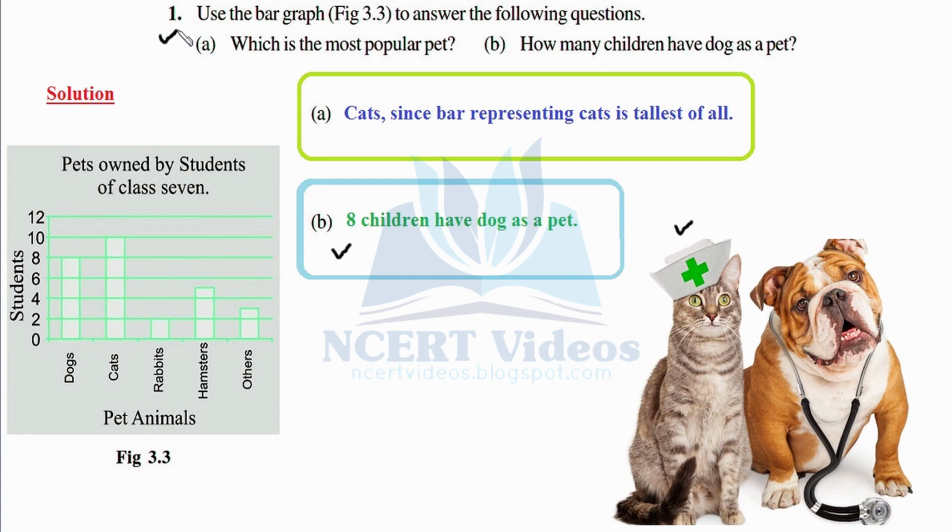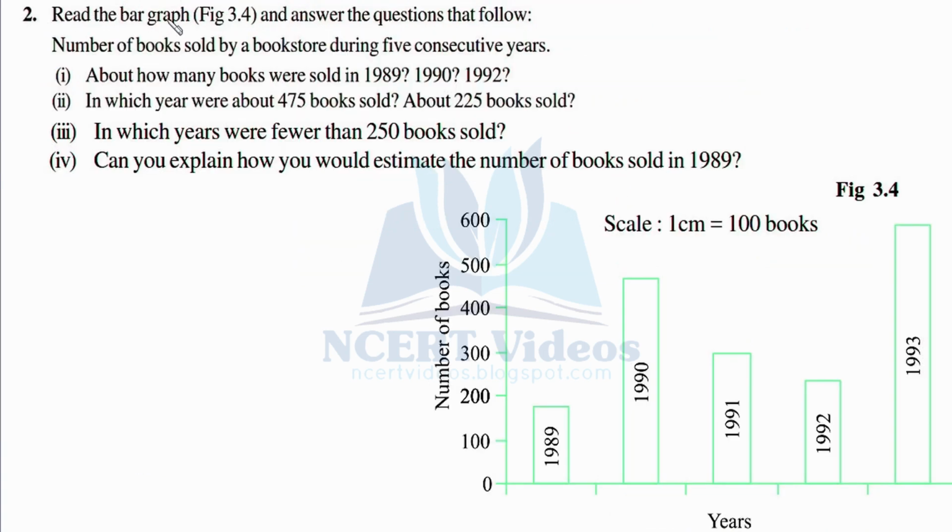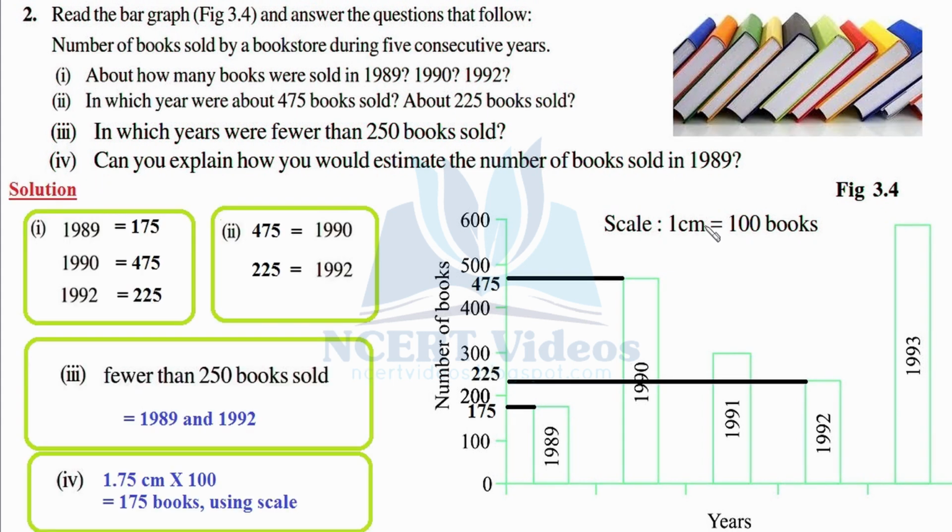That's your first. Question second. Read the bar graph and answer the questions that follow. This is your bar graph of the number of books sold by the bookstore during 5 consecutive years, and based on that, we will solve the questions. In the following bar graph, we can see that the scale is 1 centimeter equal to 100 books. So this is the distance of 1 centimeter, and within it we have 100 books.